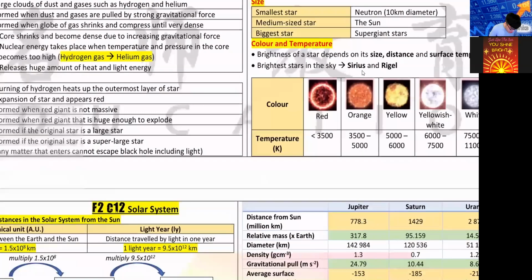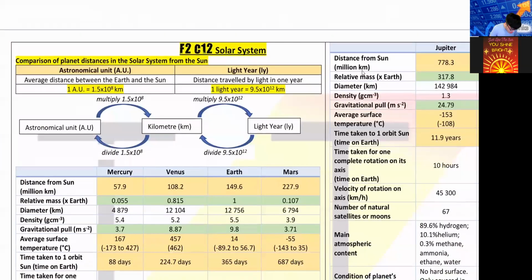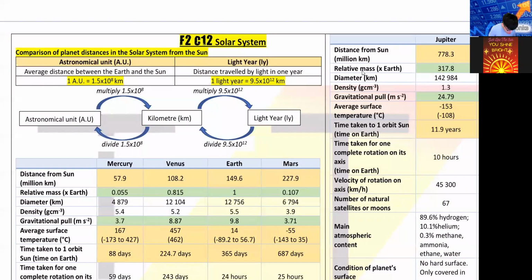Anyway, let's look at our solar system. There are 2 units you need to know. First is the AU, or we call it the astronomical unit. Or the light year, or we just call it LY.